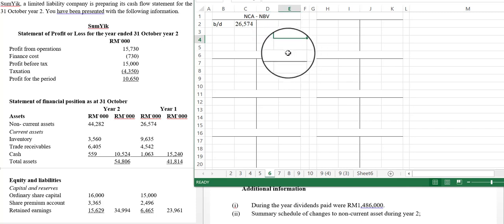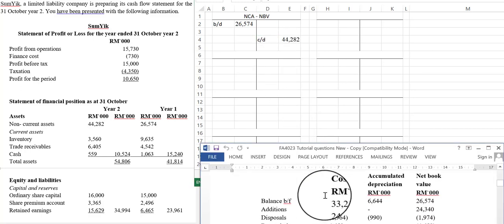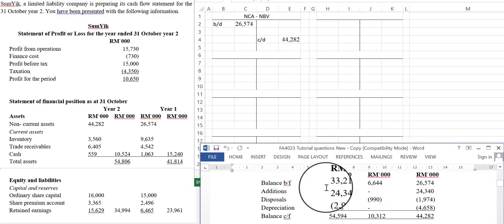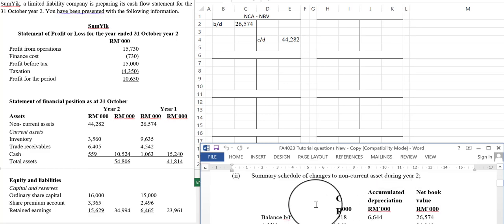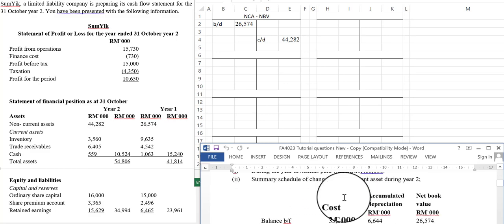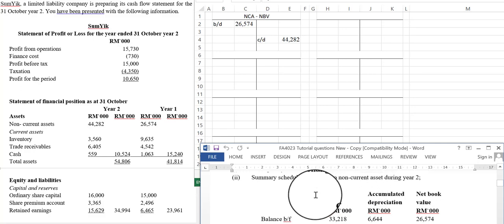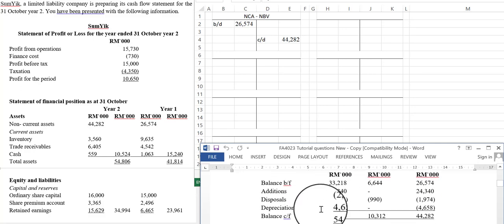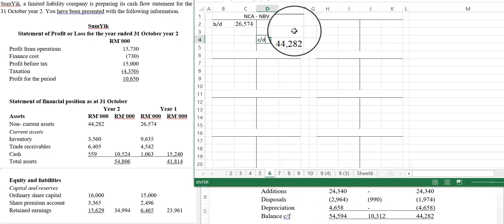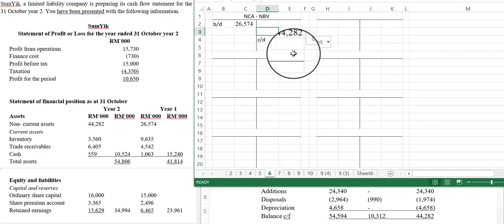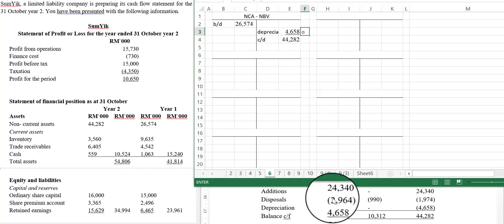Now since it's in net book value format, we will have our depreciations. So during the year, you will have current year depreciations. This is a schedule for your changes in non-current asset during year 2. So here you have the depreciations for the year. This is the figure for your current year depreciations, and this figure you'll use in operating later on.